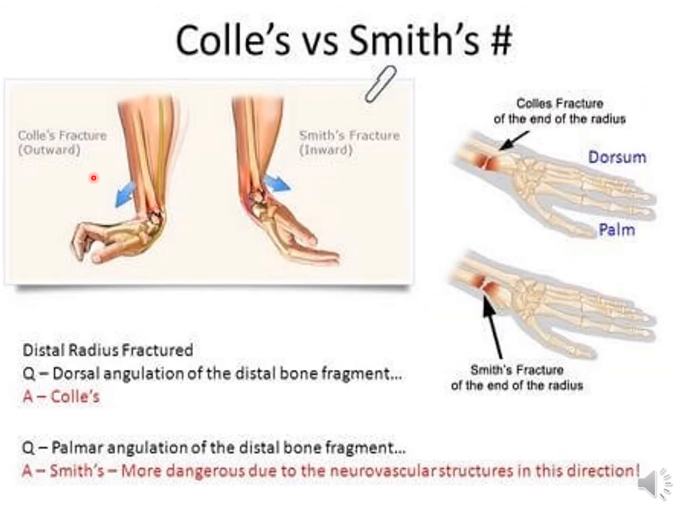Then the Colles or the Smith. The Colles fracture is the dorsal angulation of the distal bony fragment. So if there is dorsal outward stretch or pull of the hand, it leads to the Colles fracture. And the reverse of Colles fracture is Smith fracture, where there is a palmar angulation of the distal bony fragment. Smith is the most dangerous due to location of the neurovascular bundle on the palmar side. It gets involved.